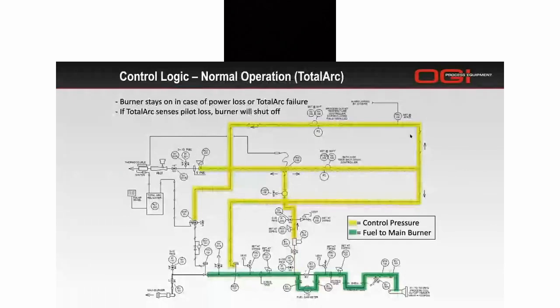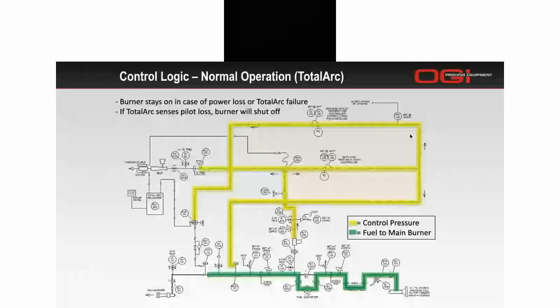Okay, now let's look at how our Total Arc would react in this situation. Our Total Arc stays on in case of a power loss, if you have batteries, or if there's some kind of failure in the circuitry. So it will not kill your burner. You're still going to be able to function.